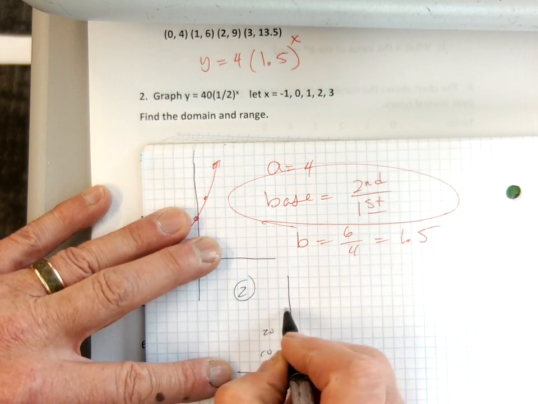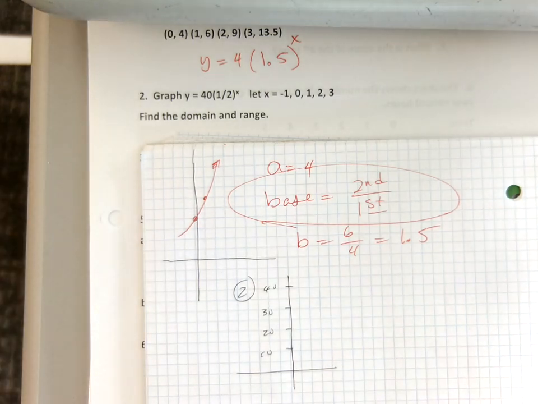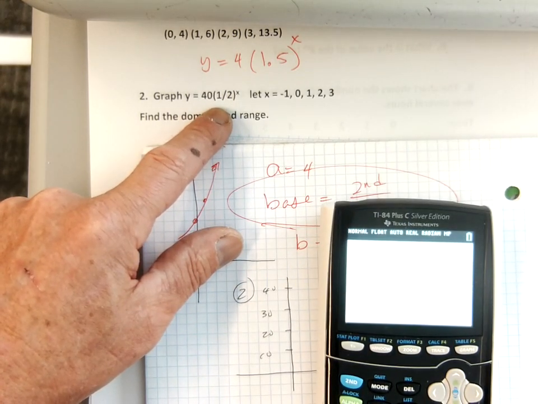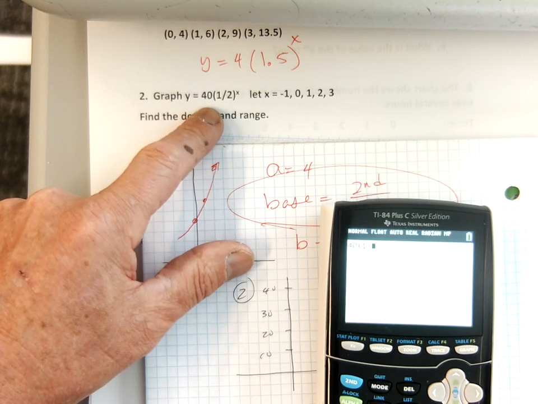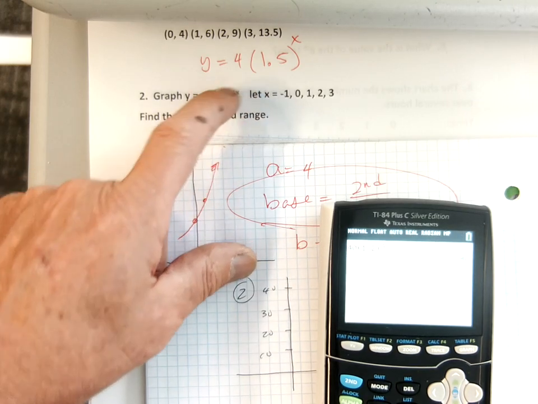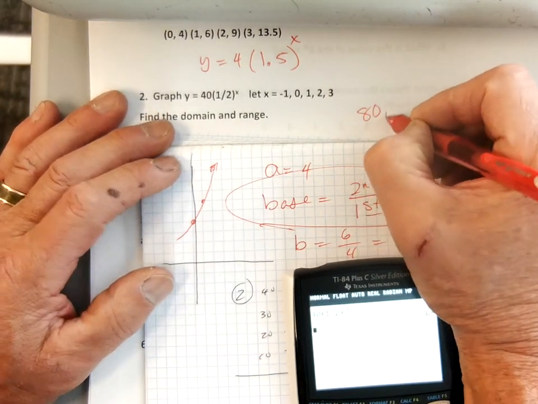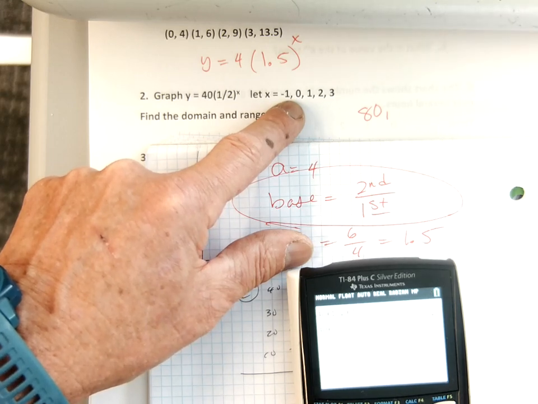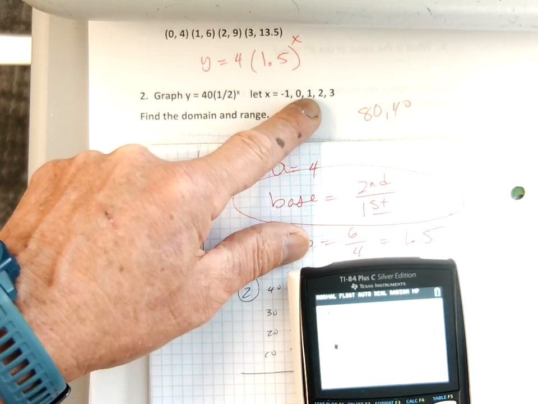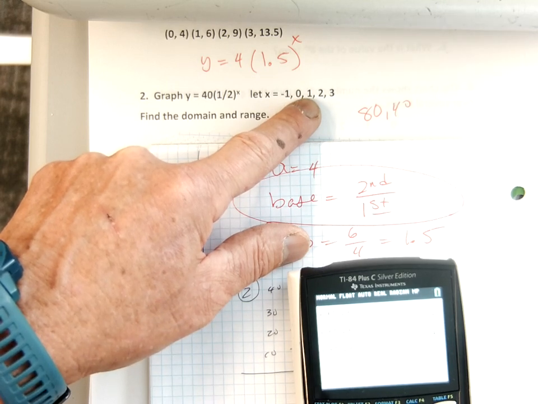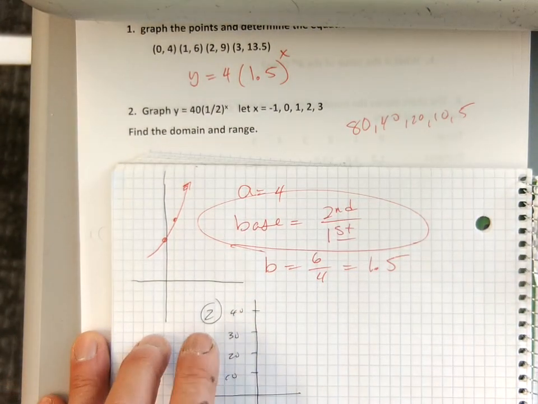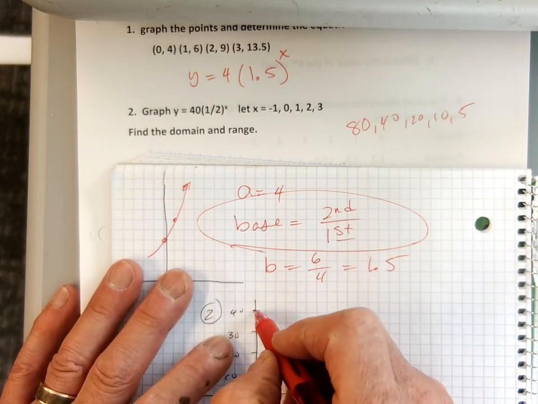So I don't really need to plug them in, but if I did, and I use my calculator, I'd just go 40 times 1/2 to the power of -1. And I get, I think, 80. And then if I plug in 0, 1/2 to the 0 gives me 40. And if I plug in 1, I get 20. And then obviously 10 and 5. That's pretty obvious. So if I graph it, it's going to look like this.